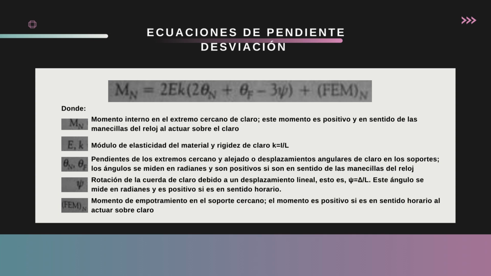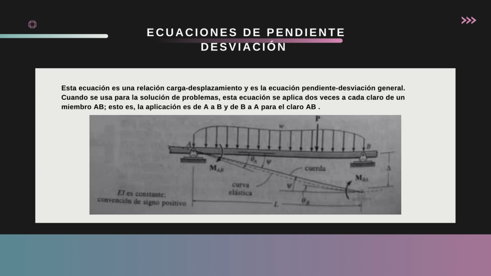FEM is the fixed-end moment in the near support. The moment is positive if it is clockwise acting on the span. This equation is a load displacement relationship and is the general slope deflection equation. When used for problem solving, this equation is applied twice to each span of a member AB. That is, the application is from A to B and from B to A for span AB.